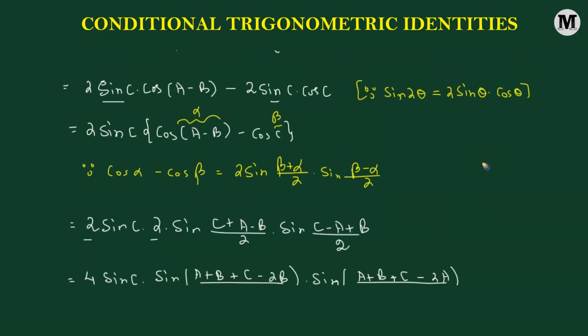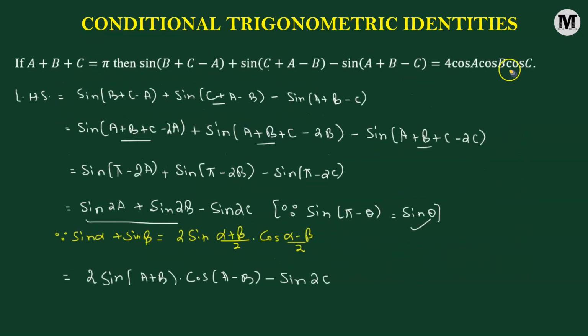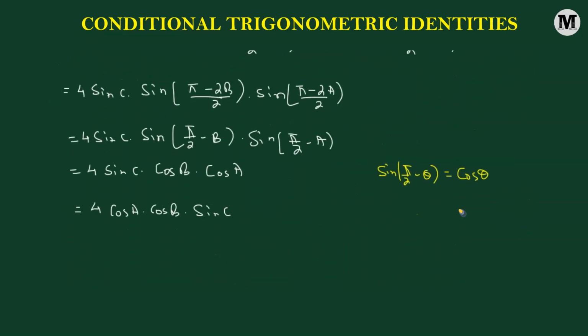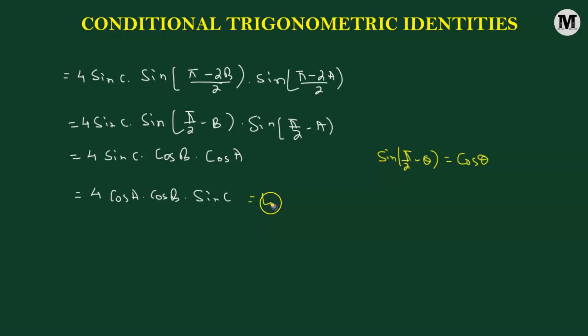So let's compare it with the left hand side. There's a typo here. This should be sine C and not cosine C. And we have successfully shown that this is the expression on the left hand side. So we can say that the left hand side of our expression equals the right hand side. Hence proved.